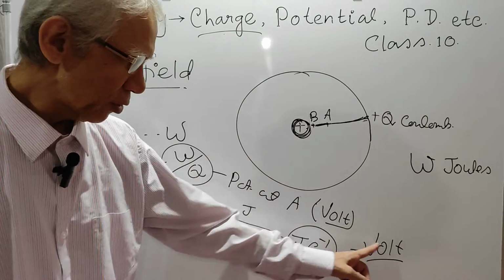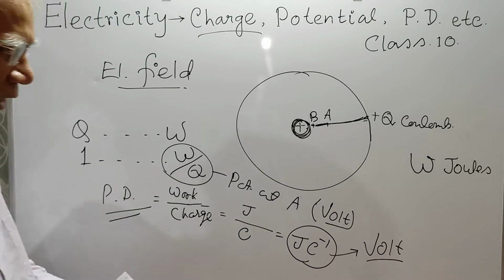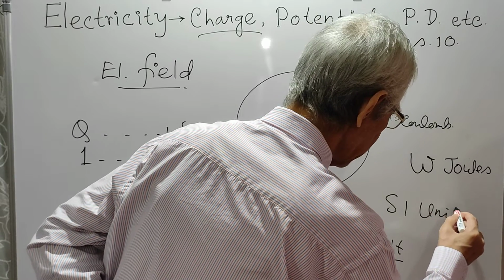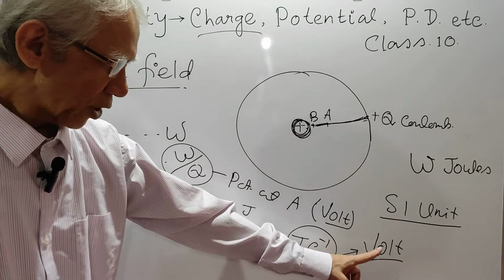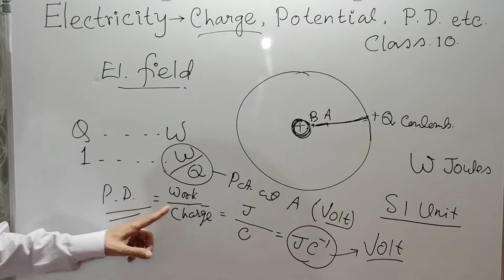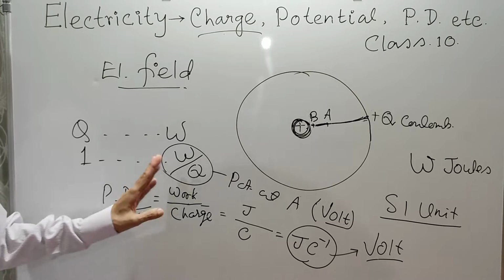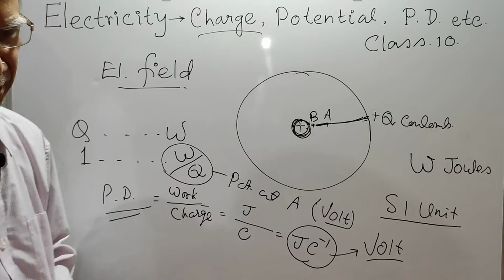So when you say volt, we mean joule per coulomb. And volt is the SI unit. SI unit you have learned right from class 8. You know what is SI unit. So volt is the SI unit of potential difference. Right? So this is the whole picture about potential and potential difference.